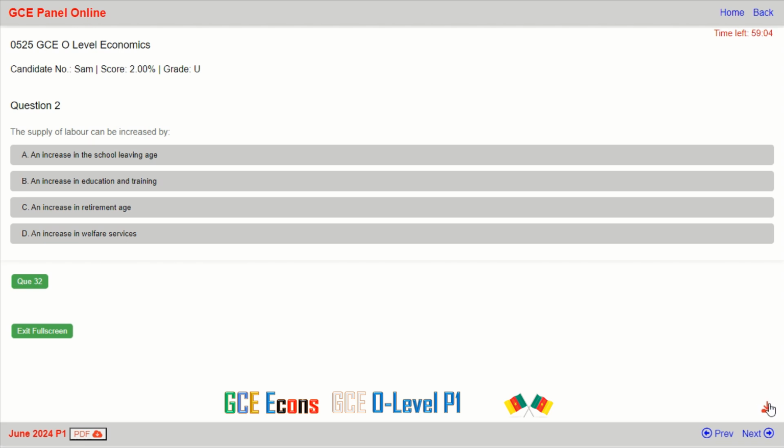And if you need this paper, you can always download it using this button at the bottom right, or this other one that is showing PDF here in this platform, the exact GCE Ordinary Level 2024.